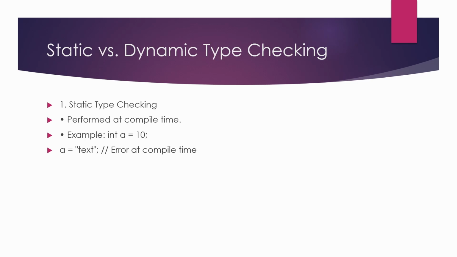Now let's talk about static versus dynamic type checking. Static type checking occurs at compile time, ensuring that type-related errors are caught before the program runs. In statically typed languages like C++ or Java, the compiler checks for type correctness during compilation, helping to prevent type mismatches.